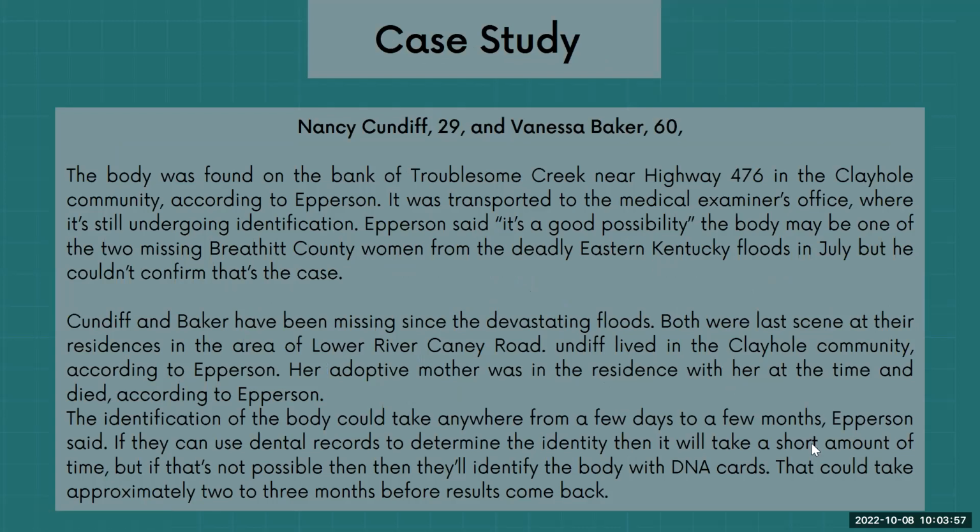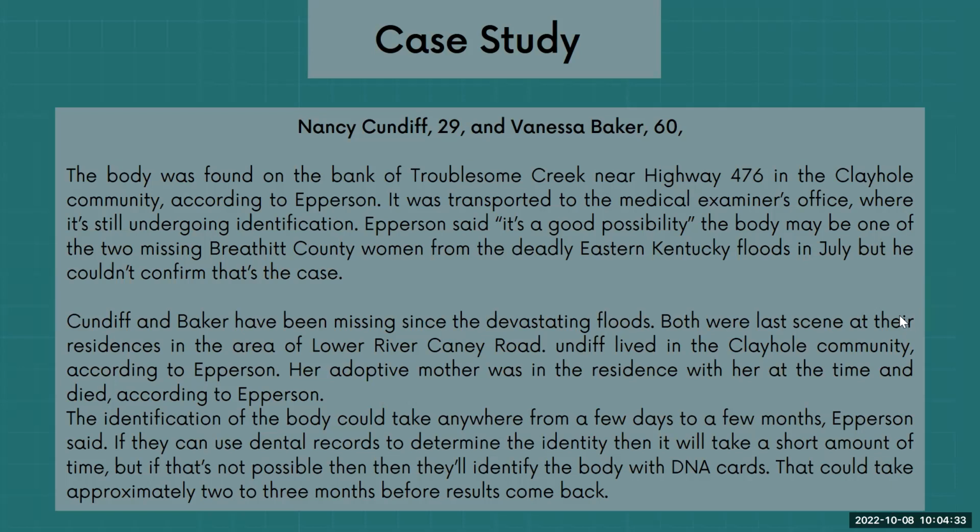Last case study, Nancy Cundiff, 29, and Vanessa Baker, 60. The body was found on the bank of Troublesome Creek near Highway 476 in the Clay Hole community, according to Epperson. It was transported to the medical examiner's office where it's still undergoing identification. Epperson said it's a good possibility the body may be one of the two missing Perry County women from the deadly eastern Kentucky floods in July, but he couldn't confirm that's the case.